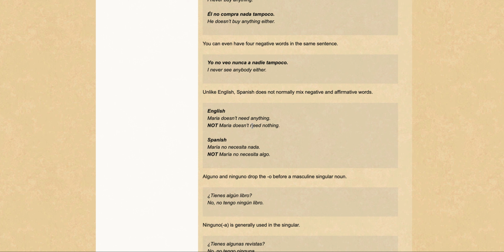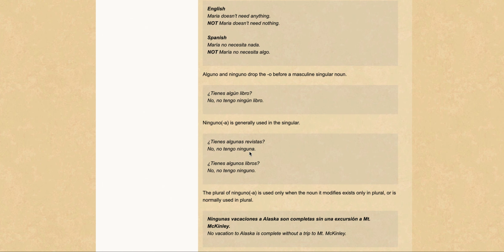In Spanish, we don't normally mix negative and affirmative words together, unlike in English. So, "Maria doesn't need anything." Doesn't is negative, anything is positive, and we're mixing them. But we cannot do that in Spanish, because if we literally translate it, it's wrong. "Maria no necesita algo" is a literal translation, but it's wrong. It should be "Maria no necesita nada." So two negatives. Alright, let's continue.